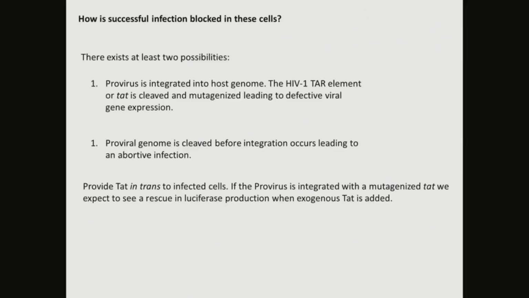But the real question here is there's two possibilities, right? You could have the virus proceeding through reverse transcription, then nuclear import, then it could be integrated, and then the provirus could be excised. Or the proviral genome is cleaved before integration, right, and then degraded in the nucleus. So the real way to test this is to infect cells and then give TAT back with TAT guides. And I'll show that in a second.